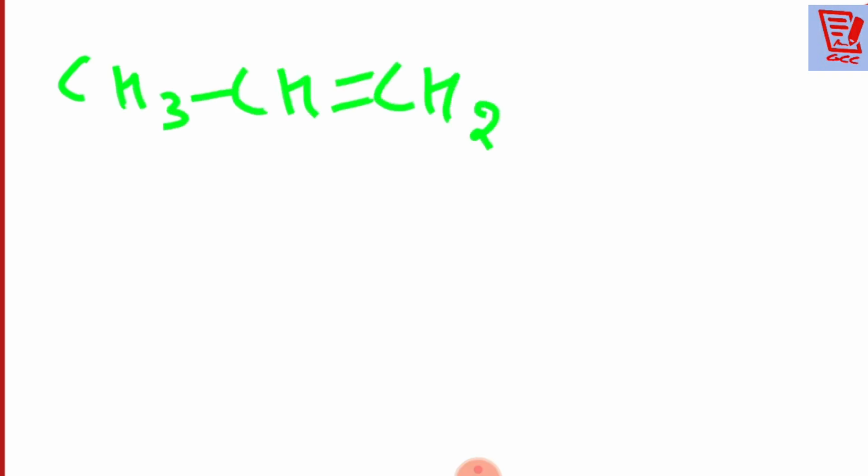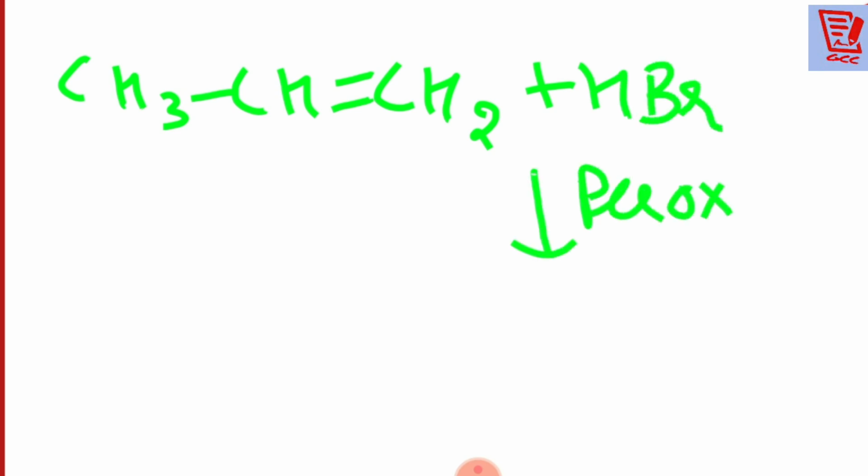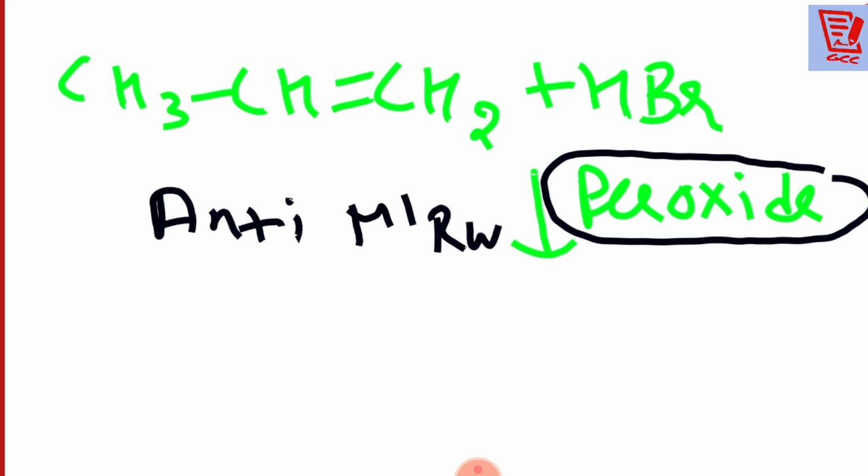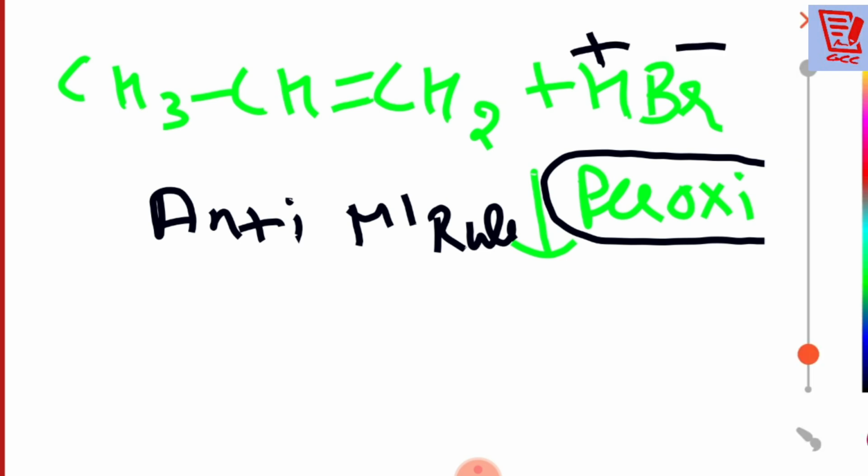After doing this reaction, one more reaction is there. In the same way, now I am writing CH3, CH double bond CH2 plus HBr. Now over the arrow, what is written? Peroxide. And students, just remember one thing: whenever peroxide is over the arrow, we usually use the anti-Markovnikov rule. Which rule are we going to use? Anti-Markovnikov rule. It is totally opposite of the Markovnikov rule. So what to do there?